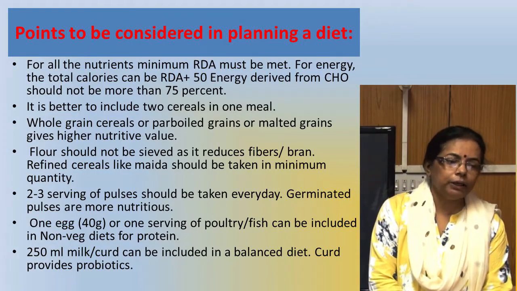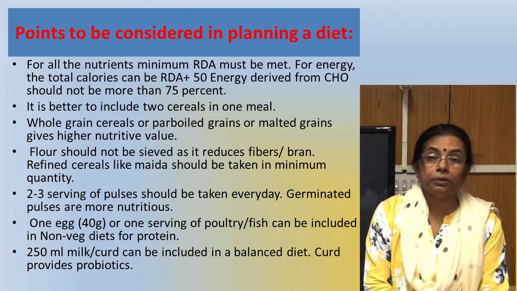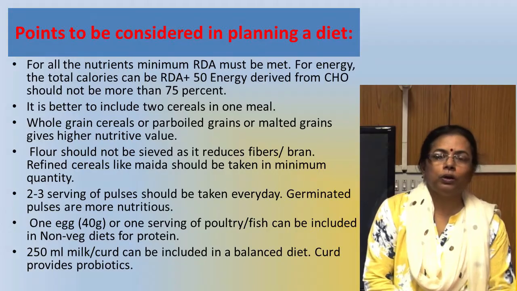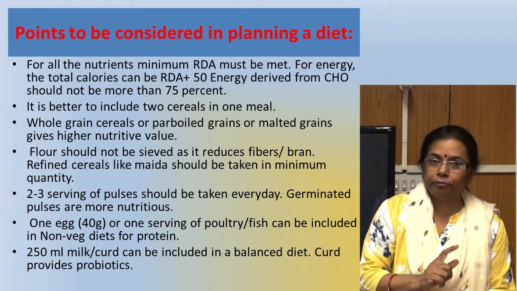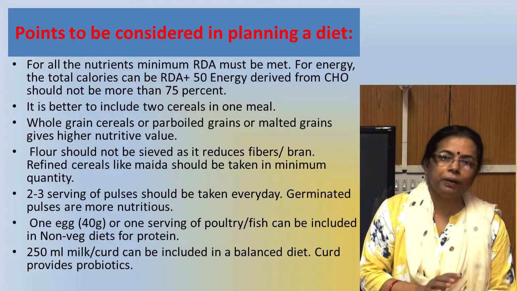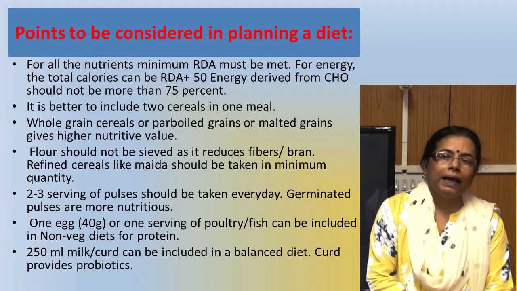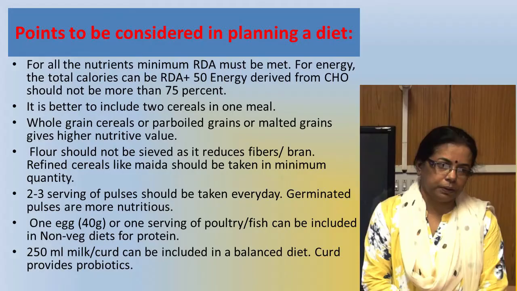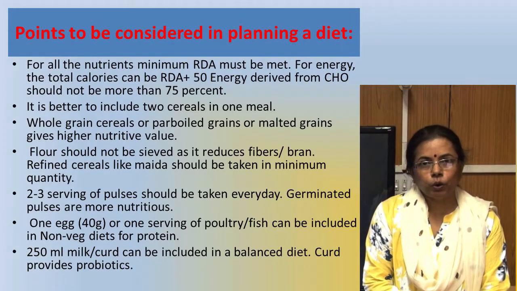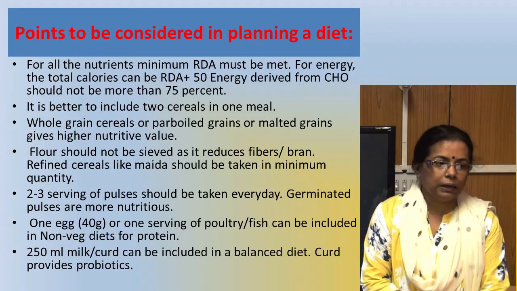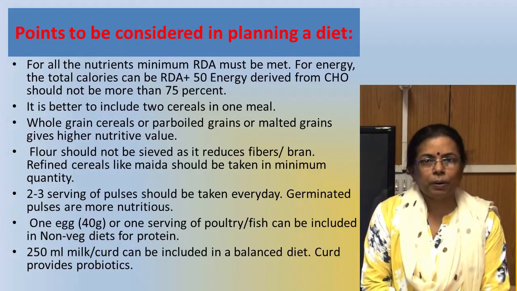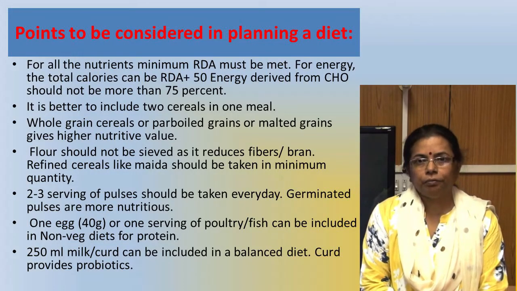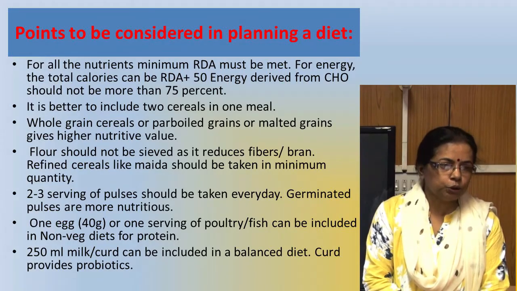First, for all the nutrients, minimum RDA must be met. For energy, for example, total calories can be the RDA for the specific age group plus or minus 50. Energy derived from carbohydrates should not be more than 75%. It is better to include two cereals in one meal. Whole grain cereals, parboiled grains or malted grains give higher nutritive value and should be included in menus.